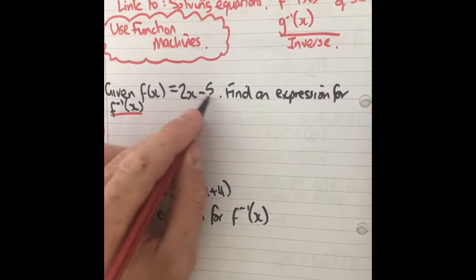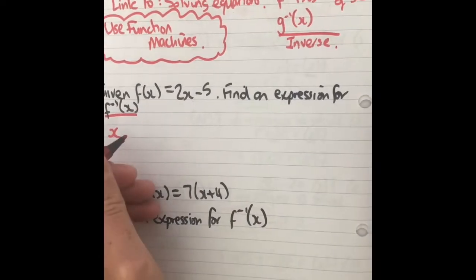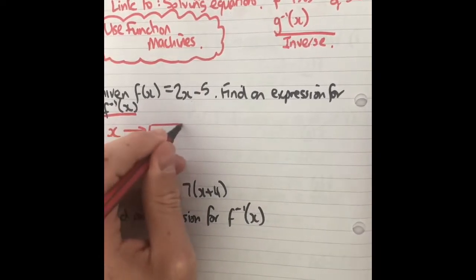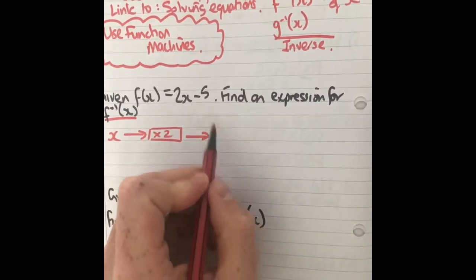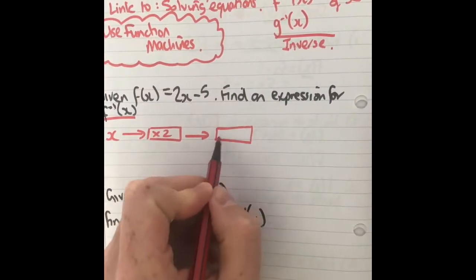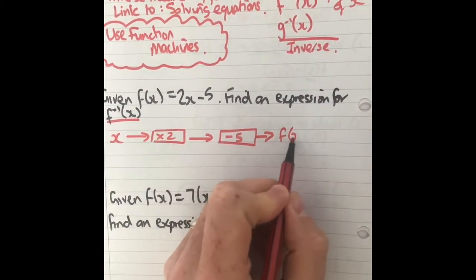So if I take this expression and ask, what do I do with x? I start with x, what do I do to it? I would times it by 2 because of the 2 in front. And the second thing I'd do is take away 5. And then that would give me f of x.